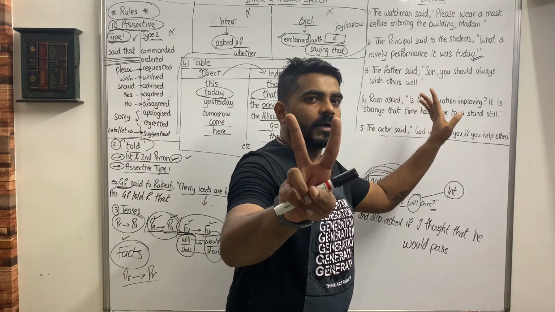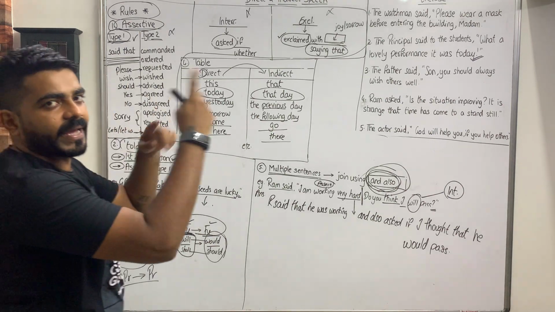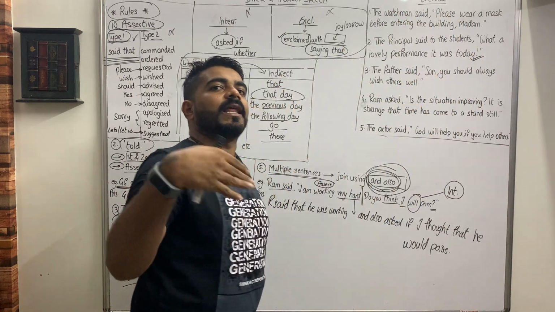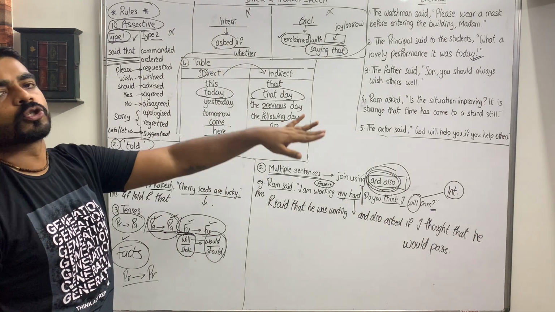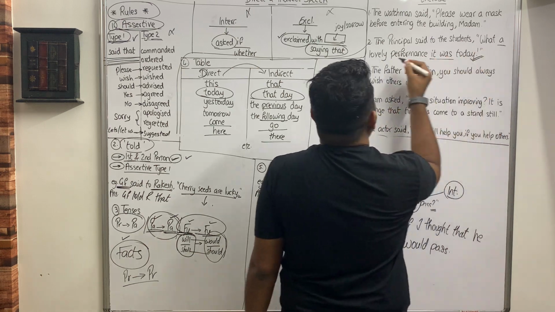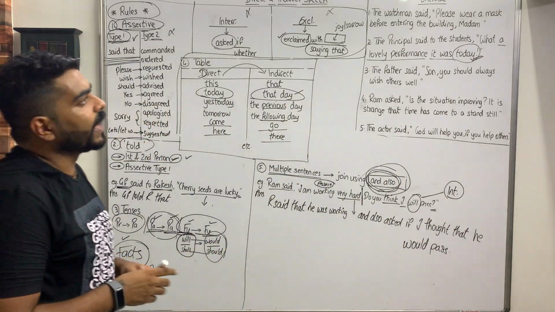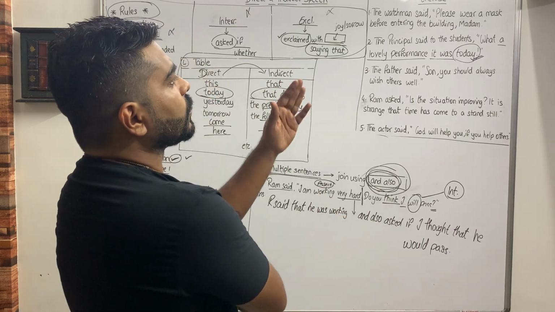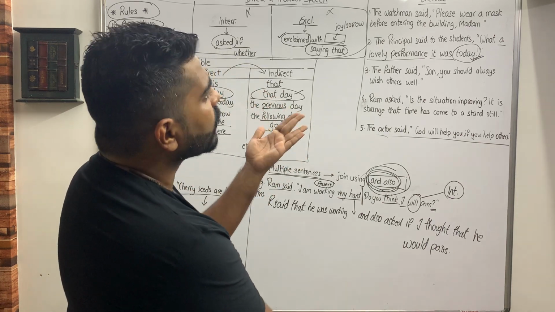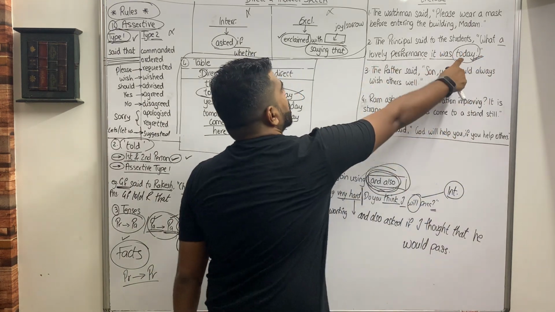The principal said to the students, first person, second person are given. But it should be assertive type 1, meaning it should be an ordinary sentence. And this is not an ordinary sentence. The principal said to the students, what a lovely performance it was. There is an exclamation mark, so exclaimed will come. So the principal exclaimed to the students that what a lovely performance it was. Today will become that day. So the principal exclaimed to the students that it was a lovely performance that day.